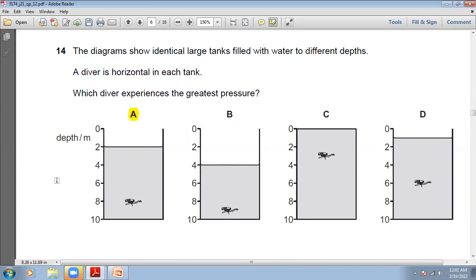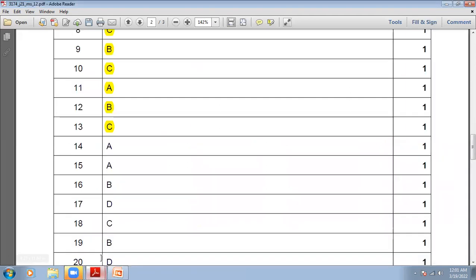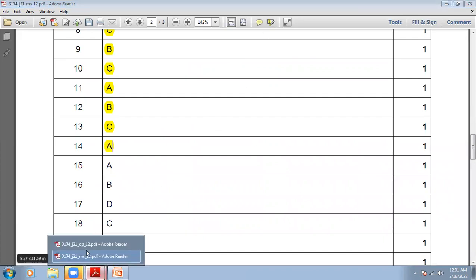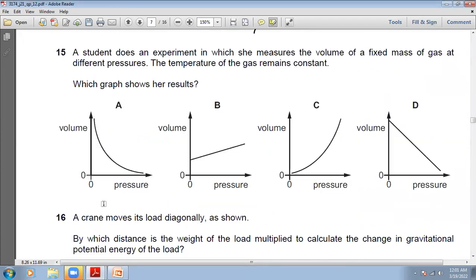So the pressure will be greatest where the depth of the liquid above the diver is the greatest. And I think here it is greatest, the depth of the liquid above the diver is 6 meter here. So here the pressure will be the largest. We think for question number 14, A is the right choice, sir. A is the right choice. Our answer is right.